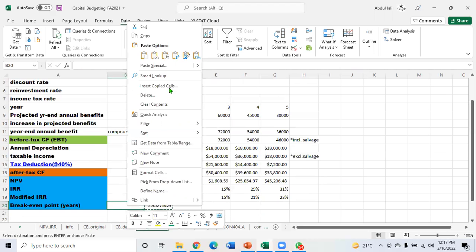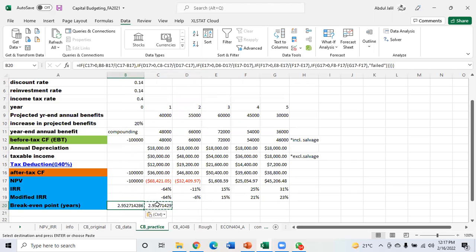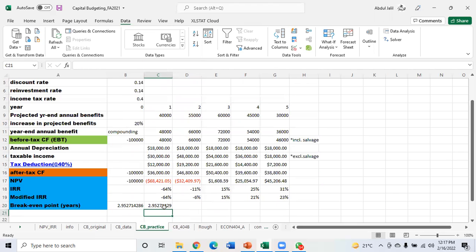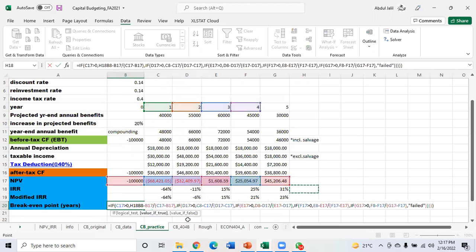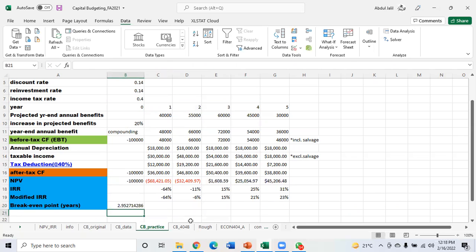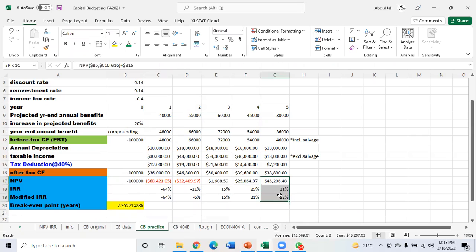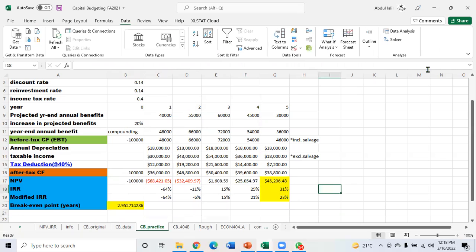Copy and paste the formula here, and we need to delete this part. So this shows this. Okay, now we are going to apply this one. Sorry. I'm going to apply solver here.